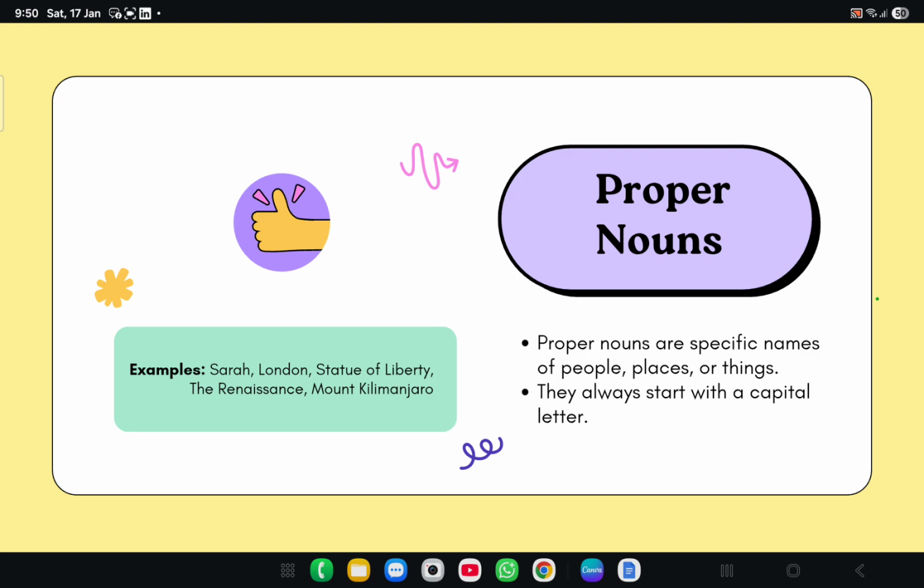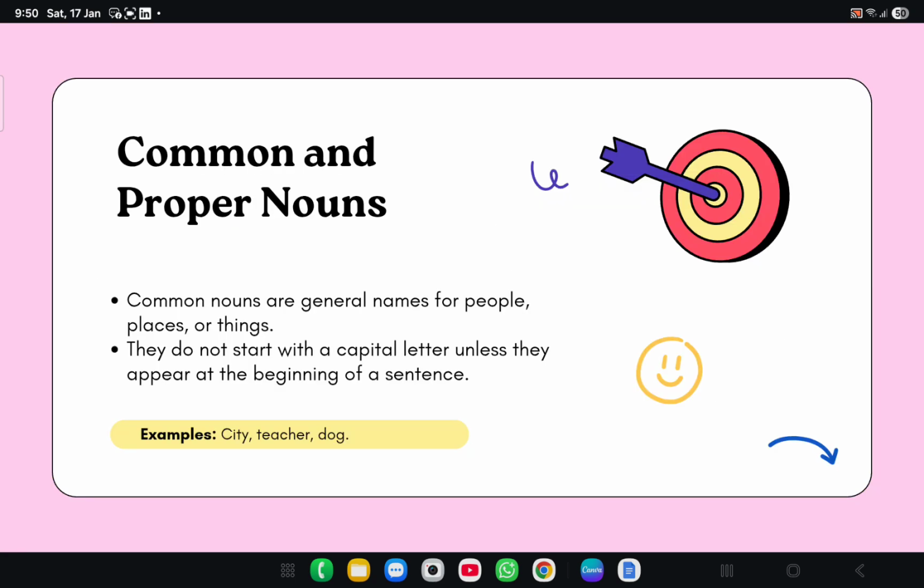Now let's know how we can use common nouns or proper nouns in sentences. Common nouns are generally names for people, places or things. They do not start with a capital letter unless they appear at the beginning of a sentence. Common nouns are capitalized only at the beginning of the sentence, not within it. Here you are looking at examples: city, teacher, dog. These are common nouns.